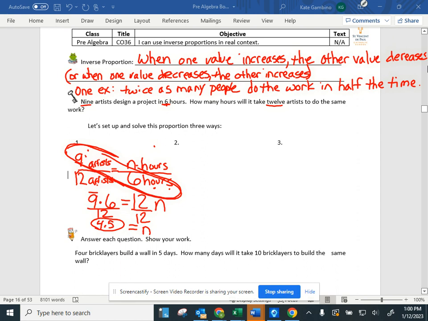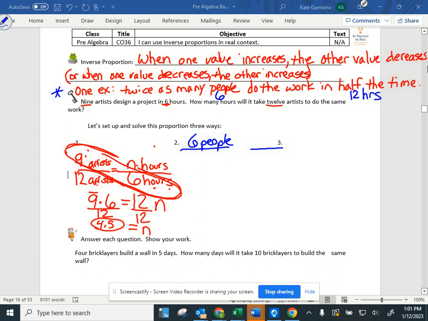So let's look at this example that he put here. If I say twice as many people, and let's say I had 6 people, and let's say they do the work in 12 hours. So if 6 people can do the work in 12 hours, I'm going to start with my 6 people. Where am I going to put the 12 hours?